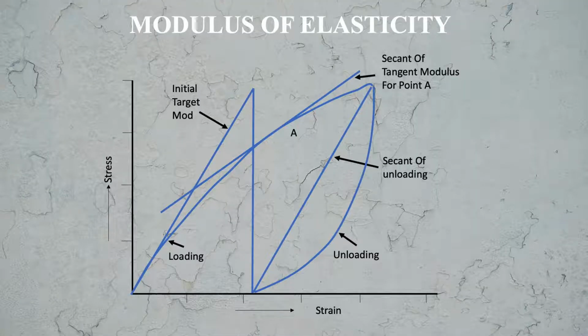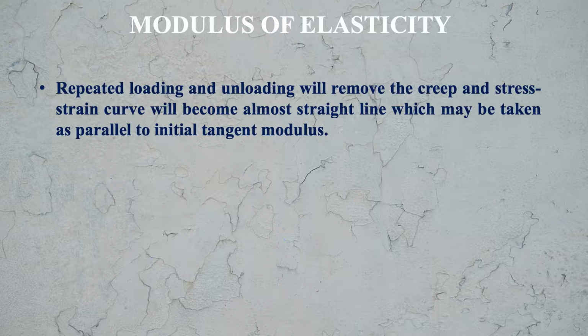As I told you, if you draw a tangent at the initial portion, then you can get the initial tangent modulus. And this can be done by drawing it parallel to the secant of the modulus shown in the figure. Repeated loading and unloading will remove the creep, and the stress strain curve will become almost a straight line, which will be taken as parallel to the initial tangent modulus.